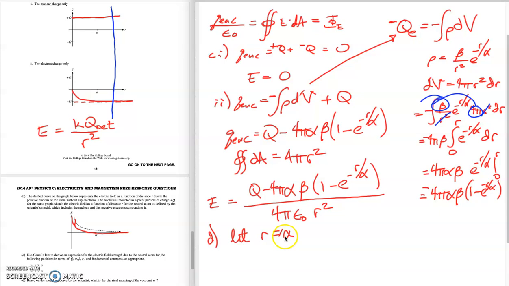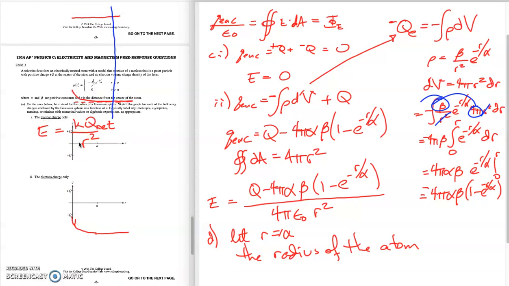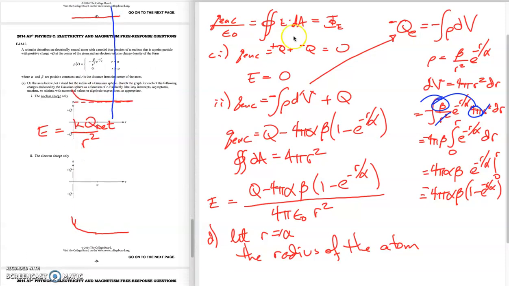So R equal to alpha is the radius of the atom. Because once you get outside of that, you've enclosed all of the charge and there's nothing left. And what you see is an electrically neutral atom. And I'm pretty sure they hinted at that back up here. Scientists describe an electrically neutral atom. So this is an attempt at a mathematical model that will give us Q enclosed equal to 0 once we get to the radius of the atom, which is alpha.